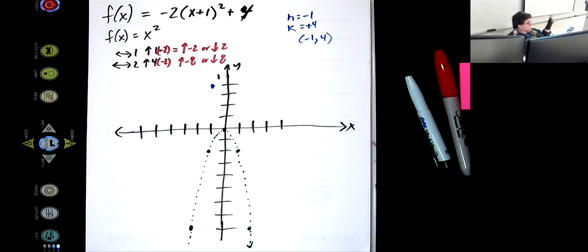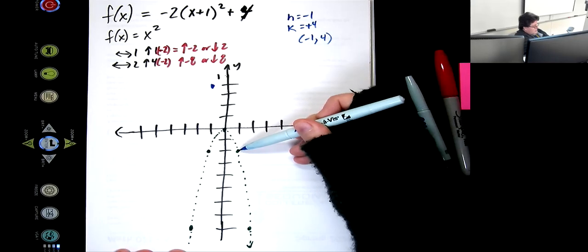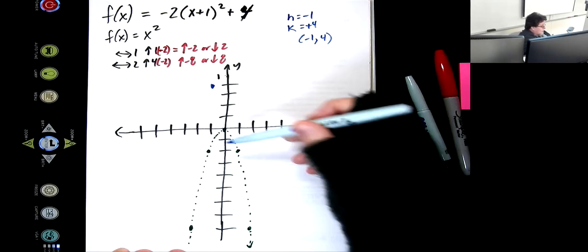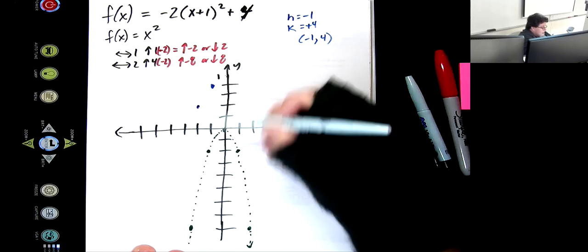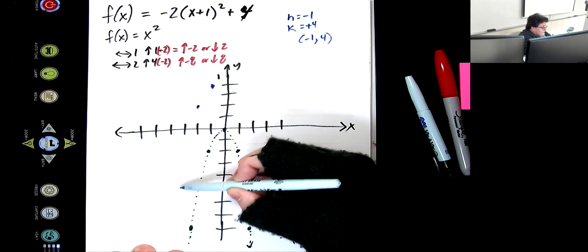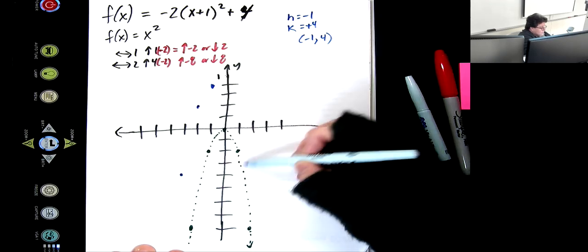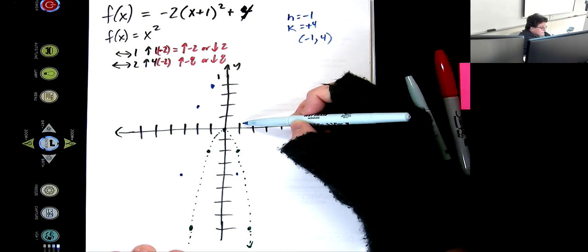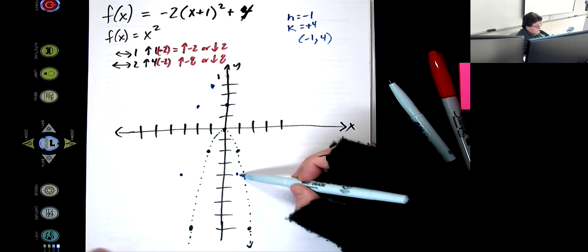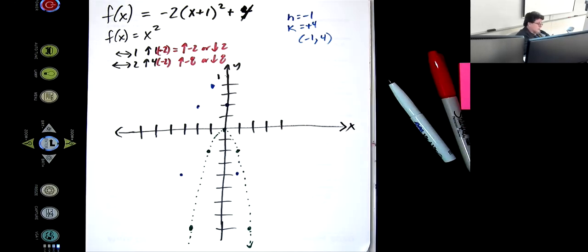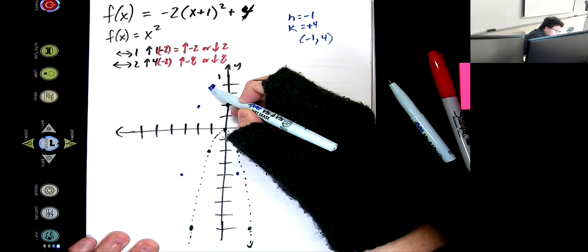So you have two options. Do this thing right here and then shift each one of these points -1 and up 4. Over 1, up 4. Over 1, up 4. So I took each of these points and I shifted it over and up 4. That's one way to do it. The graph is definitely here.